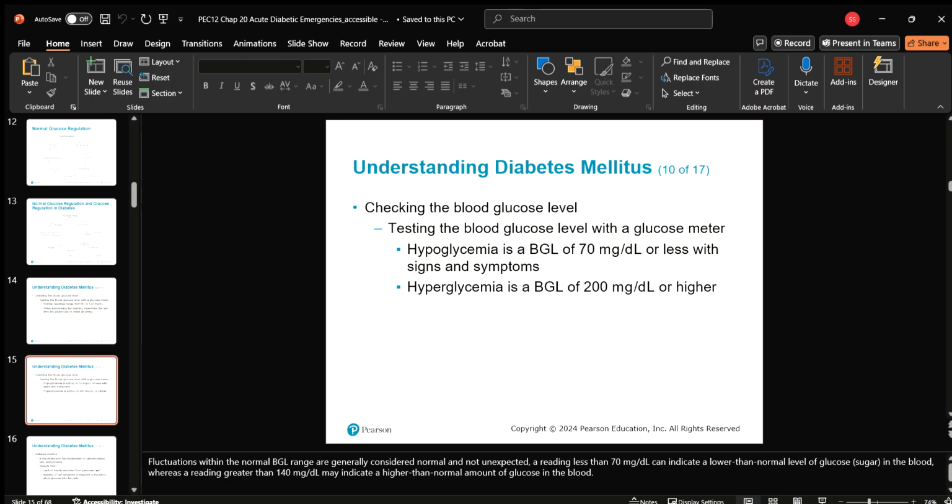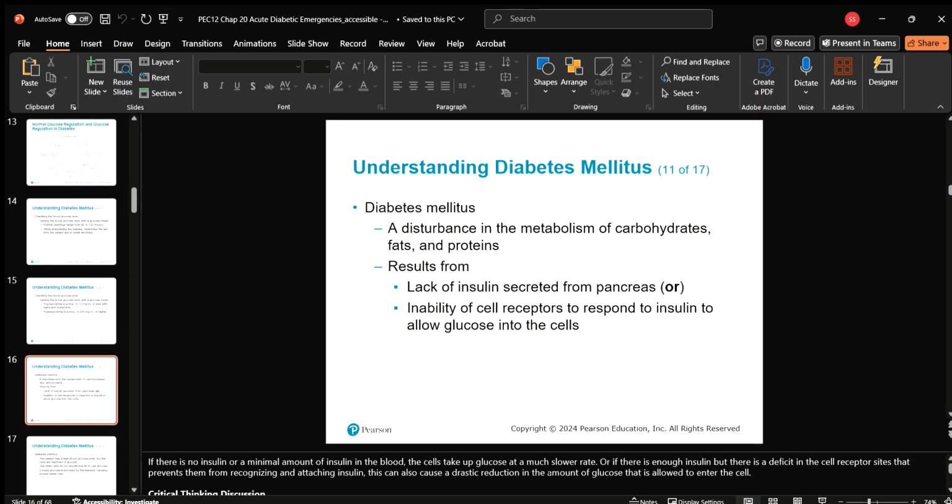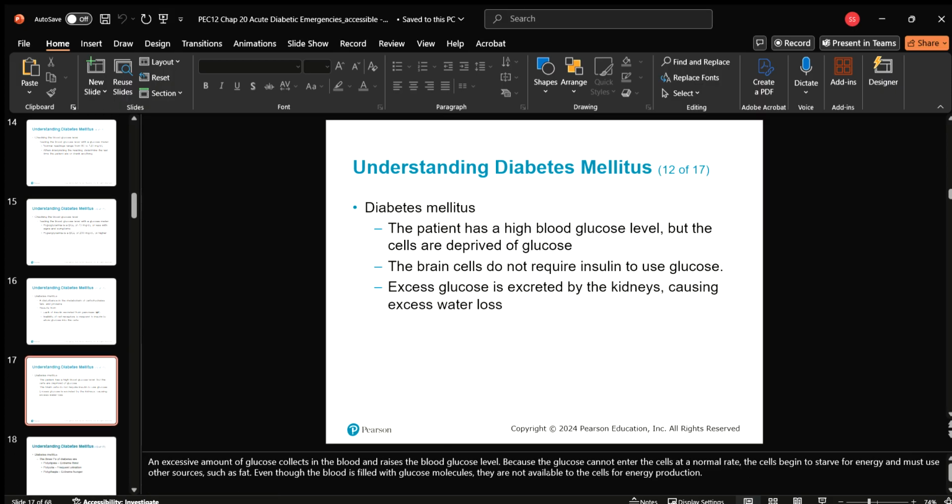Hyperglycemia, we consider a glucose level of over 200. We're going to talk about the different types of hyperglycemia in a second. All right, DM, you might see this. It just may be abbreviated as DM. That's diabetes mellitus. This is just diabetes. You have type 1 and type 2. We're going to talk about those as well.